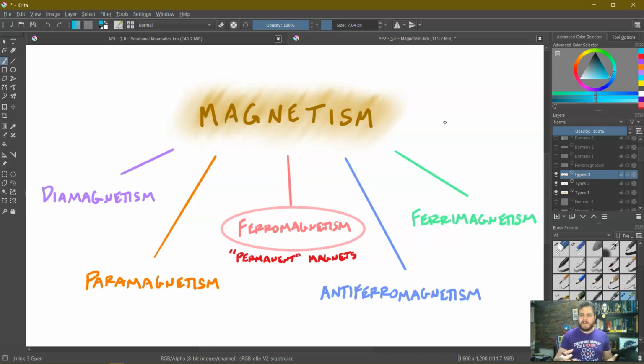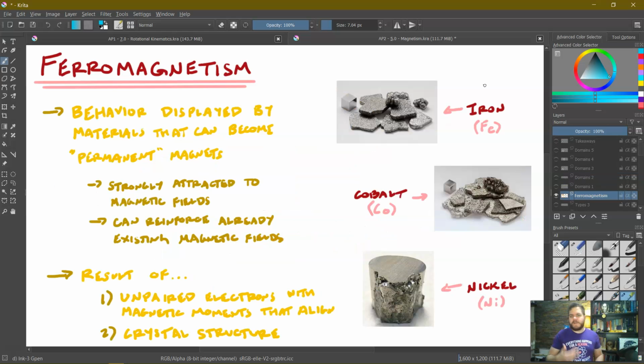That's because ferromagnetism is the type that you're most intimately familiar with, because any magnet that you've experienced, like a magnet on your fridge or anything like that, a quote-unquote permanent magnet, is an example of ferromagnetism. So what exactly is ferromagnetism? Well, ferromagnetism is a behavior displayed by materials that we label as ferromagnetic that can become, in essence, permanent magnets. We can move them around away from other magnetic fields and they still keep their magnetic properties.